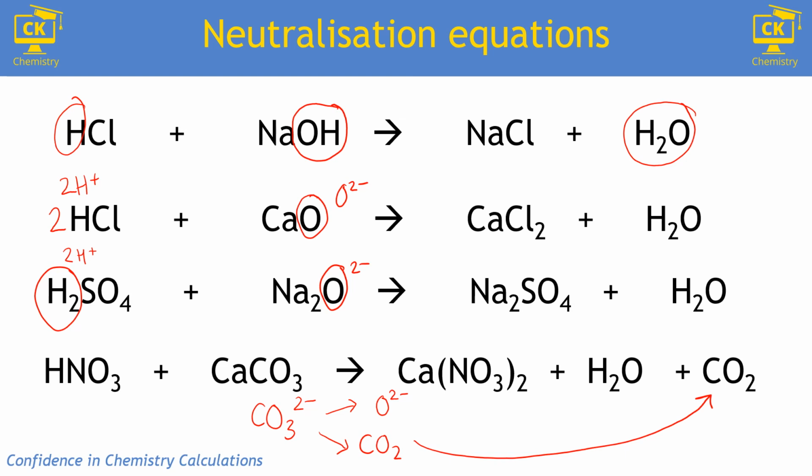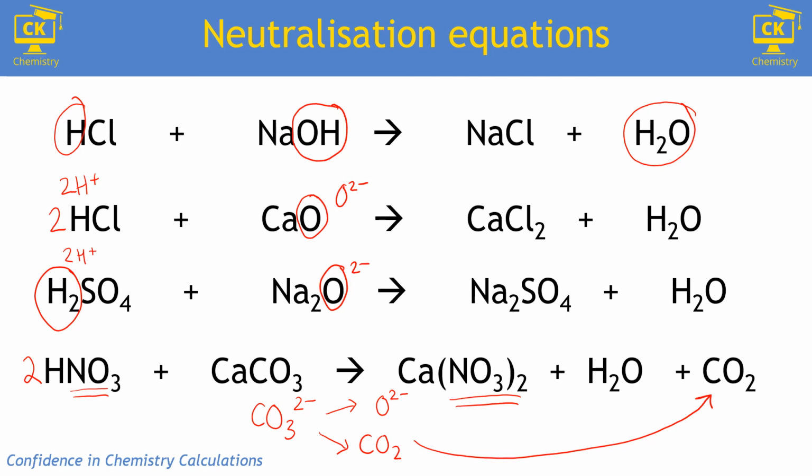And so if I have just the one O, because the other two are going in CO2, I will need two H plus ions. They come from the acid. I will therefore need two HNO3s because there's only one H plus in nitric acid. Now you can see the nitrates are balanced too, because there are two NO3s over here and two NO3s in calcium carbonate. So neutralization reactions should not be hard to balance.